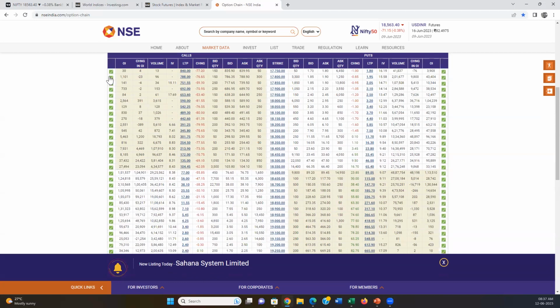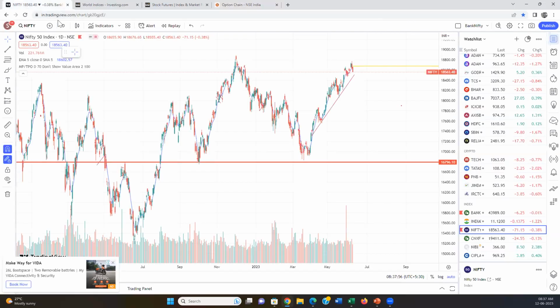This is my analysis for the day. So trade according to your risk. Risk is first, then position sizing, then risk to reward. These are the three things you'll have to maintain. Otherwise, you can go for any strategies, but you'll have to maintain this one. Otherwise, there is no success.